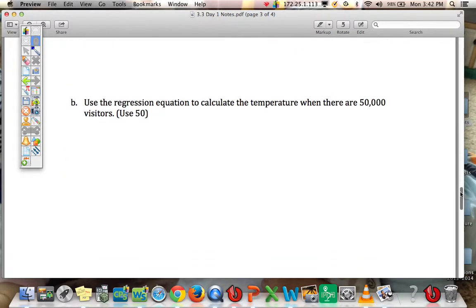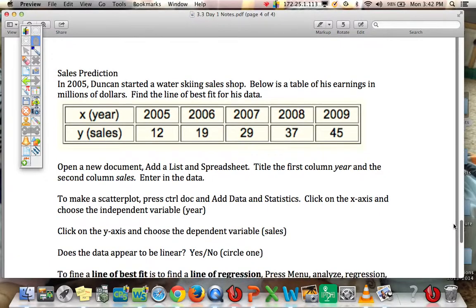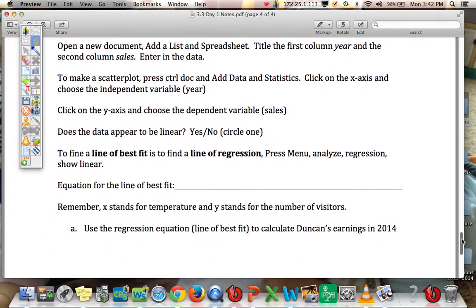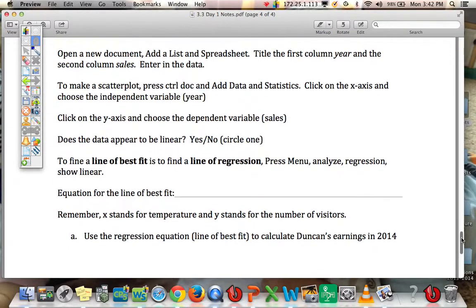So there's one more example you can try in your calculator following the same steps, and then you'll answer the question. So we're looking at Duncan in his water skiing sales shop. Again, follow the instructions on the calculator to find the line of best fit, answer the questions. And your assignment then is similar to this, and it's the next worksheet. I think it's called 3.3 Day 1 worksheet.